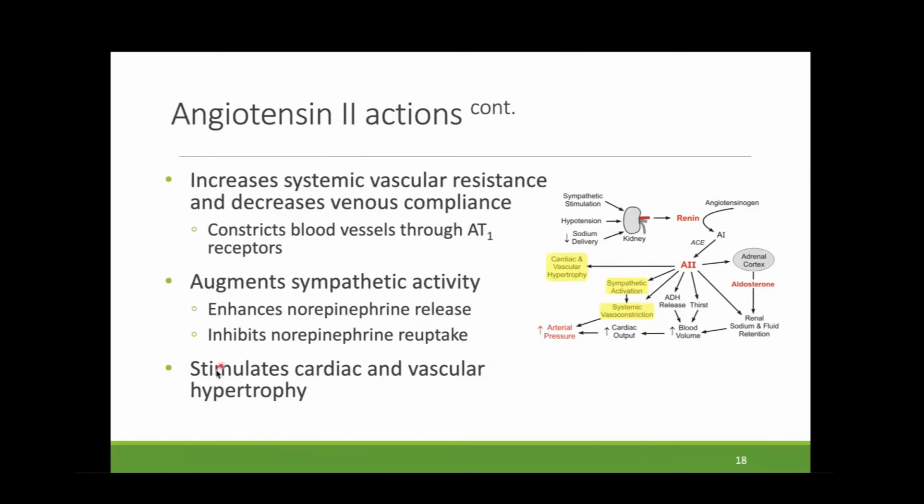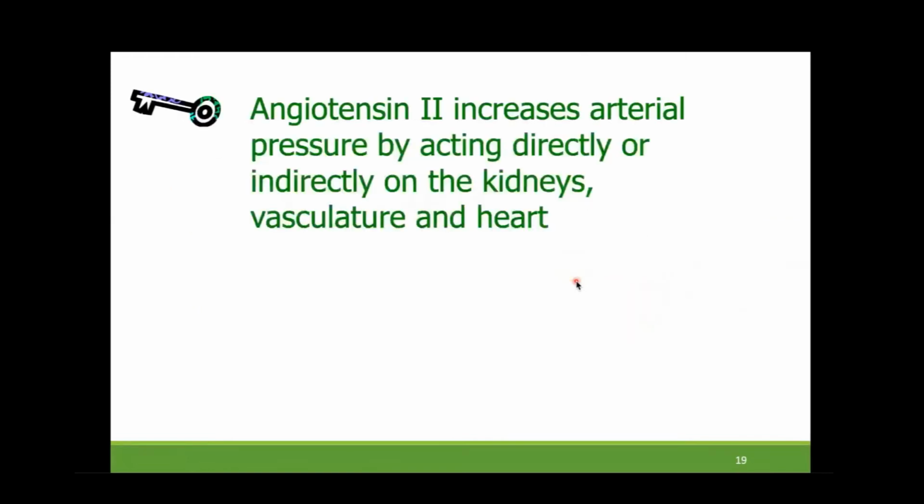It also stimulates cardiac and vascular remodeling. And so we give angiotensin II inhibitors, or drugs that block this RAAS system, in order to attenuate the remodeling that might occur in the heart in response to heart failure or following myocardial infarction. So as a key concept to summarize this, angiotensin II increases arterial pressure by acting directly or indirectly on the kidneys, the vasculature, and the heart.